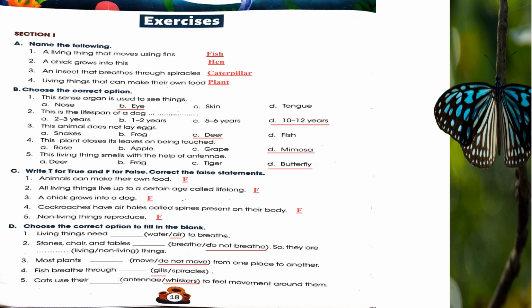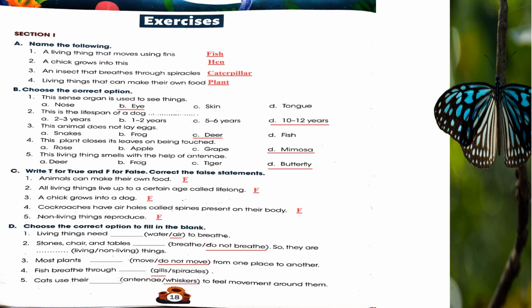Choose the correct option to fill in the blanks. First, living things need dash to breathe. Options are water and air. Answer is air. Living things need air to breathe. Second, stones, chairs and tables dash. So they are dash things. Options are breathe, do not breathe and living or non-living. Stones, chairs, and tables do not breathe, so they are non-living things.